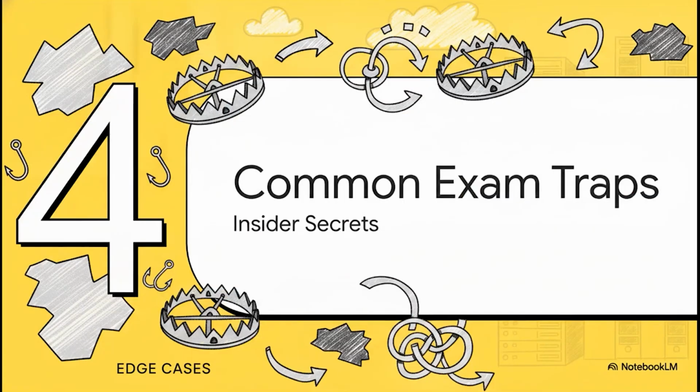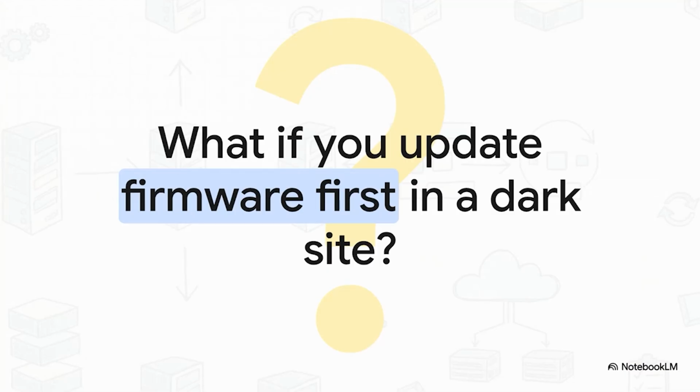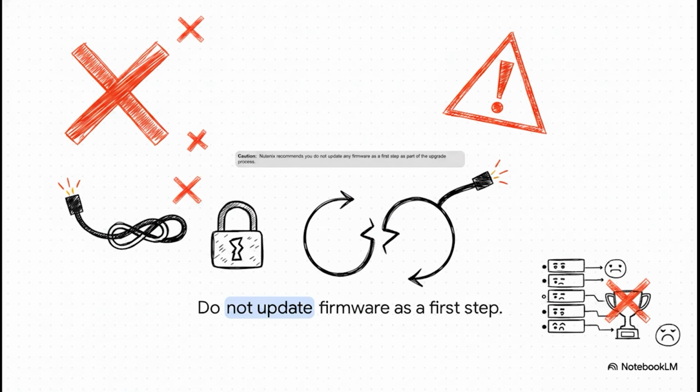Let's pivot to section 4, common exam traps, and a few insider secrets. Listen up, because the exam writers absolutely love to test this. They will give you a dark site scenario and seriously tempt you to apply a critical firmware patch before you've touched the LCM framework, Prism Central, or AOS. They'll probably word it to make the firmware patch sound incredibly urgent, like you needed to save a failing component right this second. Yeah, do not take the bait.